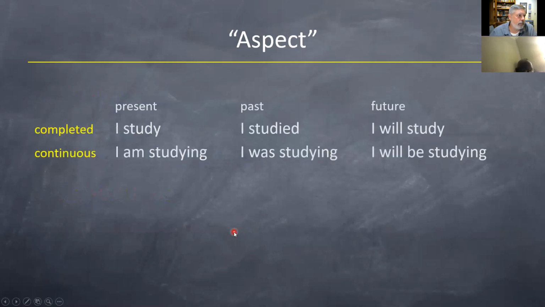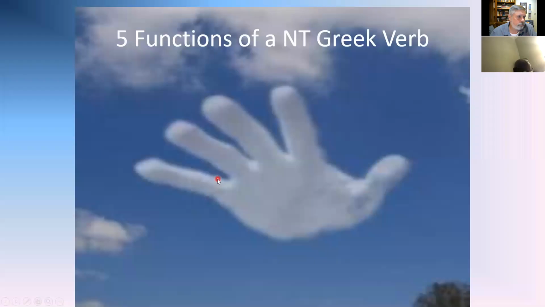For example, a completed action in the present is I study. Past is I studied. In the future, I will study. Continuous action in the present is I am studying. In the past, I was studying. And I will be studying. Notice that the continuous action has the ing. The completed action is normally the simpler or past form. In Greek, it's very similar, but there are some nuances to it.